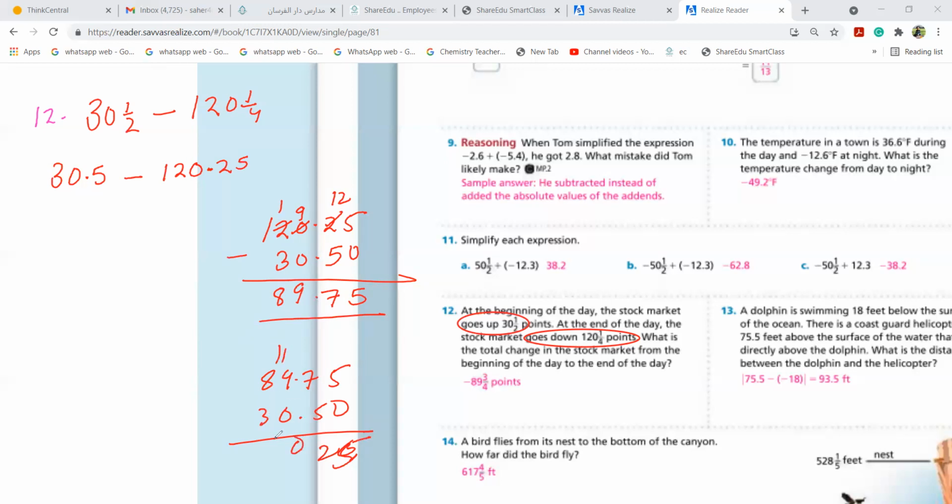No, it will be minus 90. We are correct, okay? 89. We are correct here. See, because we couldn't borrow, first I took 12. I regroup it. I cannot. So I took carry from here. I made it 1. And then made this 9 and 11. This is regrouping. And we got 89.75. What sign will I put? Negative or positive?